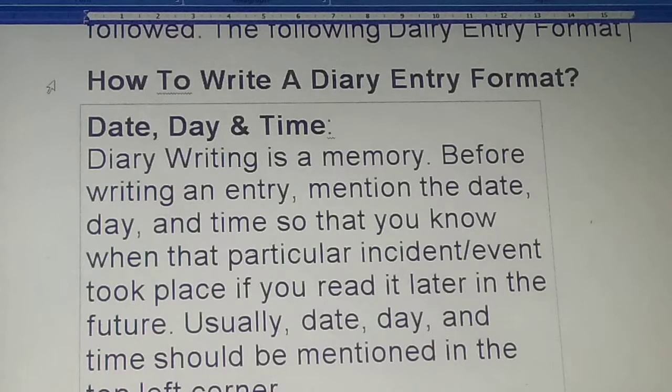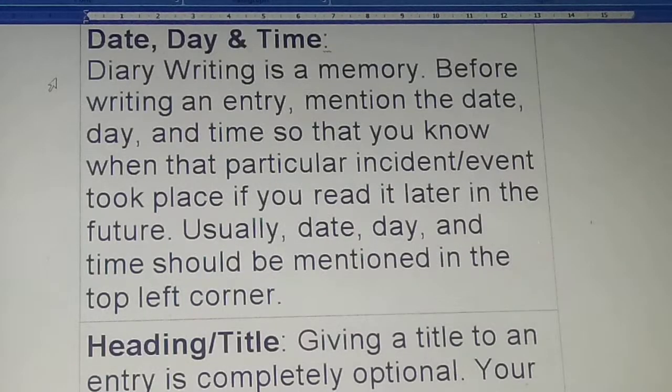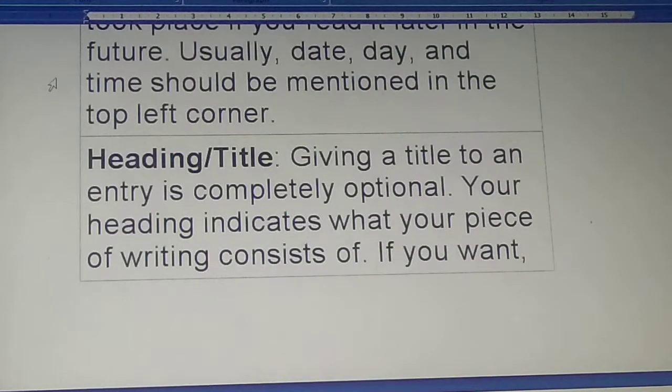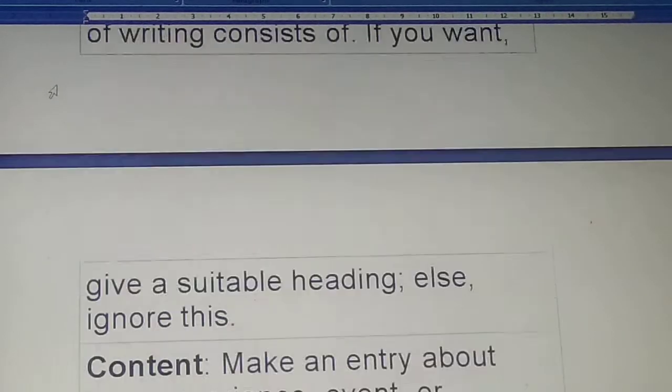Before writing an entry, mention the date, day and time so that you know when the particular incident or event took place. It's for you to know when that event happened. When you read it later in future, you enjoy reading it. Usually date, day and time should be mentioned in the top left corner. Heading, title. Giving a title to an entry is optional. Your wish, if you want, you give it.